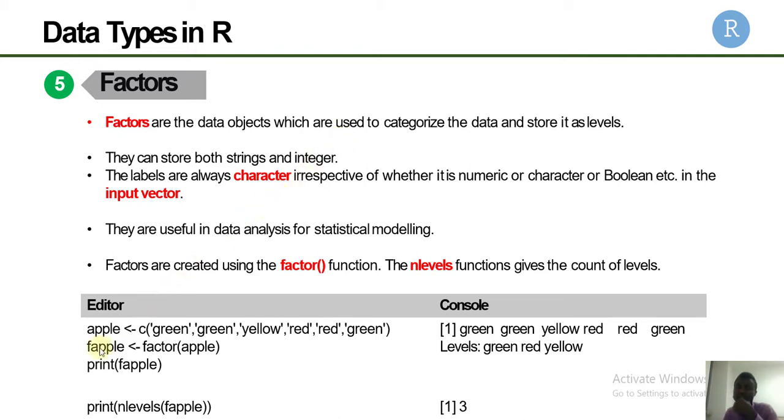And then if I print fapple, this is what's going to happen. We're going to have green, green, yellow, red, red, green. And then you would have something like levels underneath: green, red, and yellow. So this level is just talking about the unique values we have in that fapple, which is a factor object. The unique levels are just 3: green, red, and yellow. So if I want to have a numeric count of it, I can use this function, print nlevels of fapple, and it tells me the number of levels is just 3.